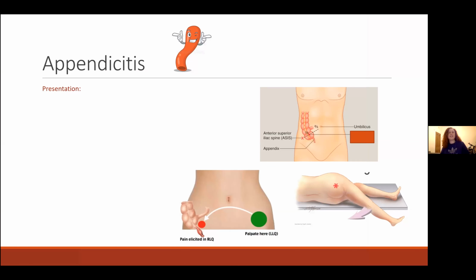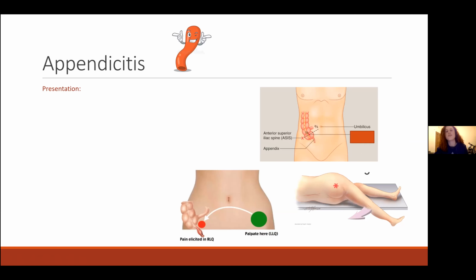So appendicitis. I've got some pictures here of some examination findings that you might find in appendicitis. Can anyone tell me what the top picture shows? Sorry, I mean the point that I've covered up. Does anyone know what this is called?